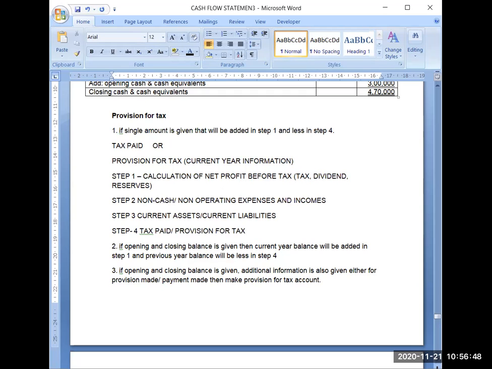Is this first part clear or not? First part of this one, provision for tax, is clear or not? Any query?